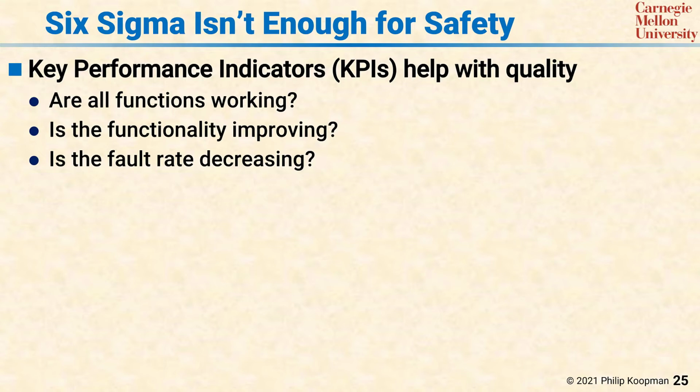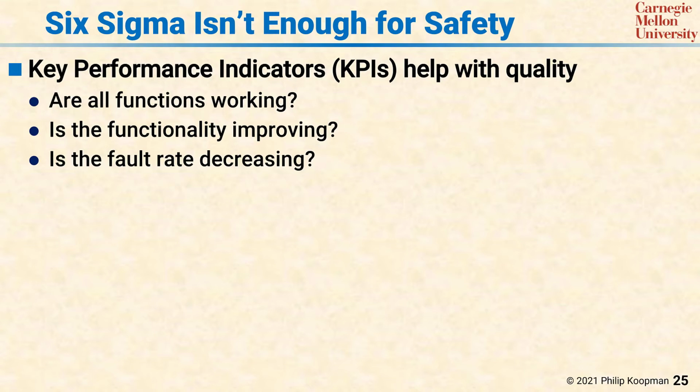For example, when doing simulations, it is common to see teams looking at key performance indicators, KPIs, to help with improving quality of the automation. KPIs can address issues such as, are all the functions working? Is the functionality actually improving when changes are made to the software? And is the fault rate decreasing? When you have a system that goes from doesn't really work very well to works pretty well, KPIs and statistical performance analysis are a great idea.